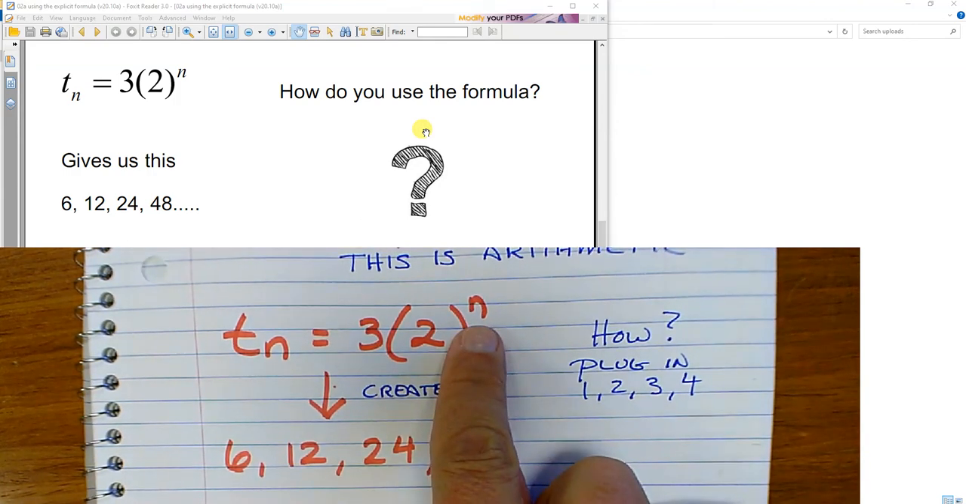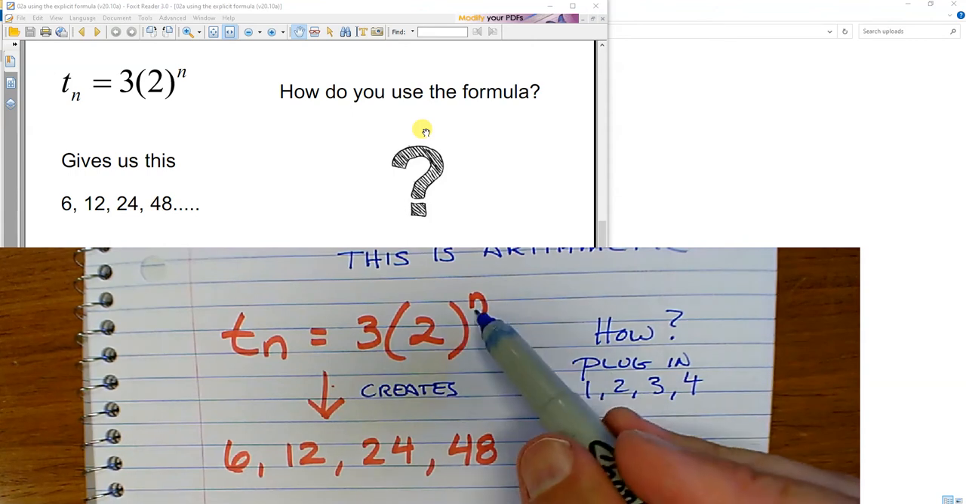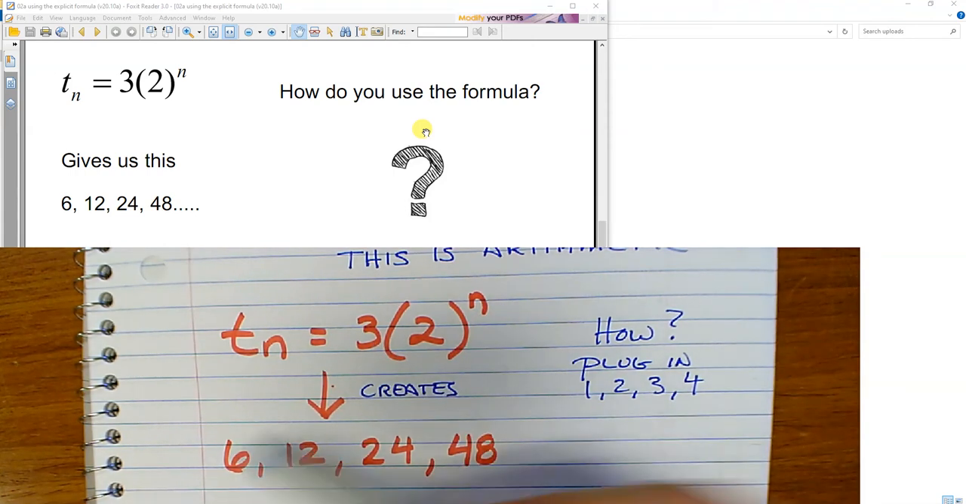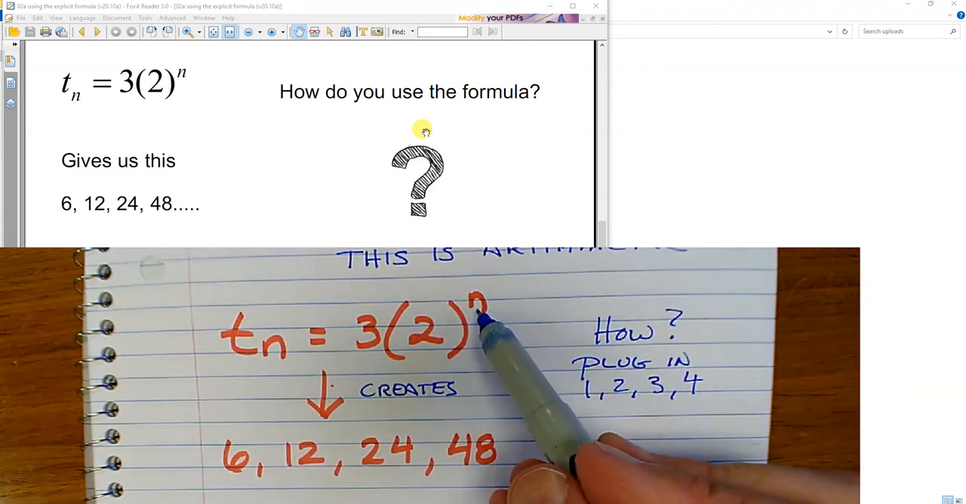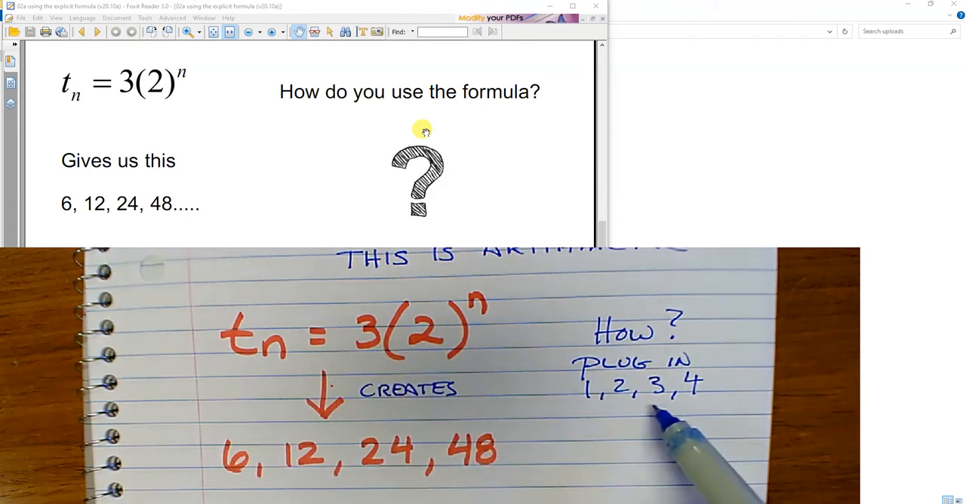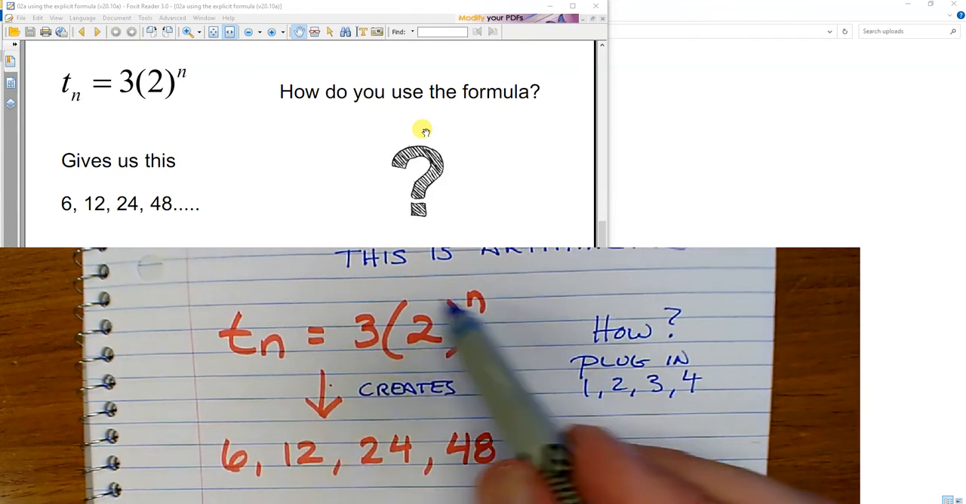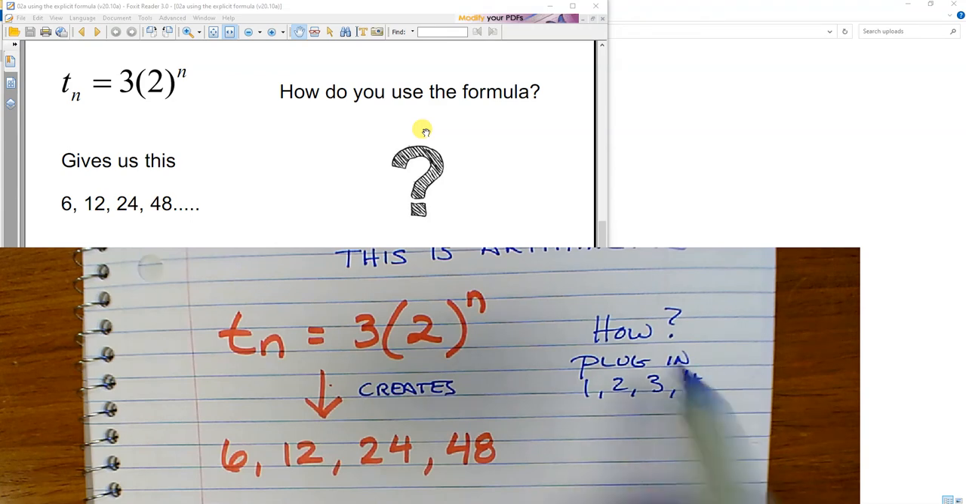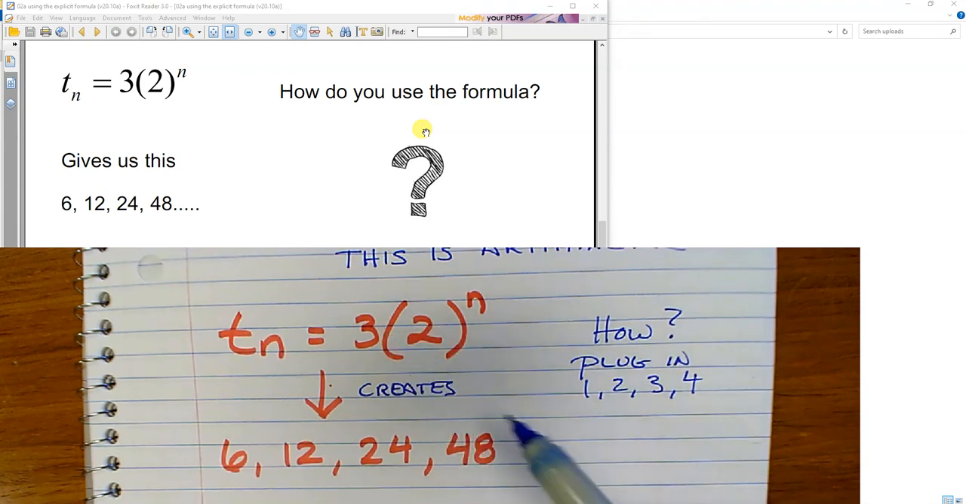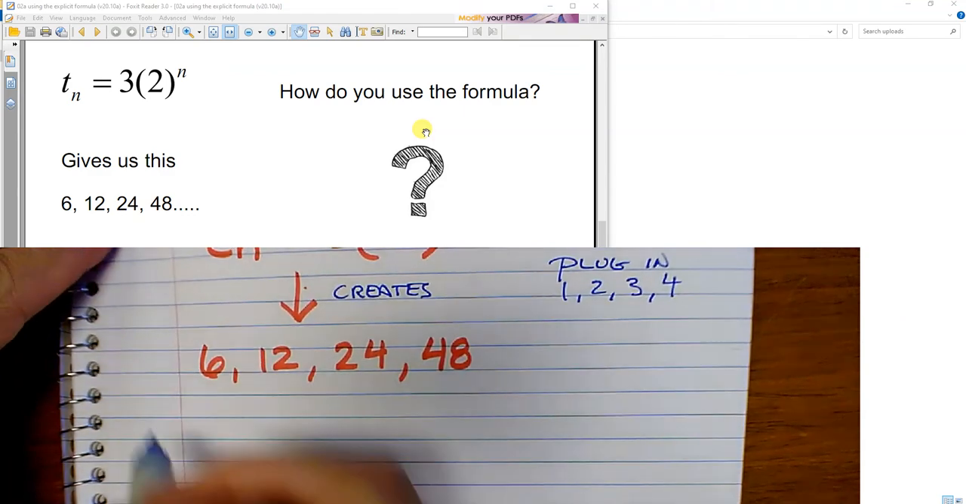I plug in a 1. 2 to the first power is 2 times 3 is 6. I plug in a 2. 2 squared is 4 times 3 is 12. I plug in a 3. 2 to the third is 8 times 3 is 24. Plug in a 4. 2 to the fourth is 16 times 3 is 48. I plug in 1, 2, 3, and 4, and out comes this geometric sequence.